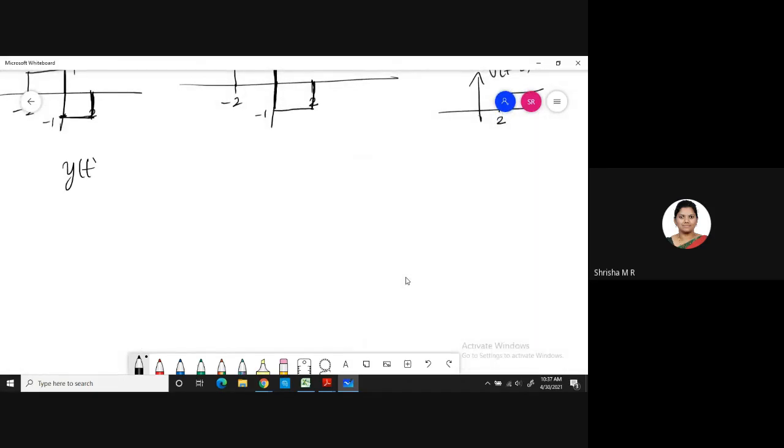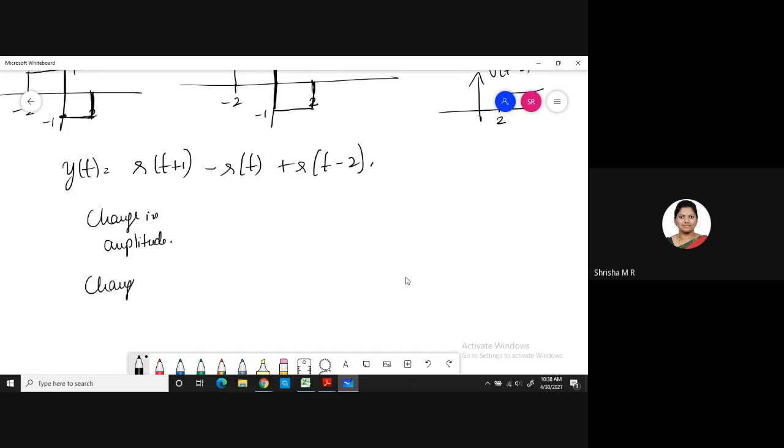So y of t is equal to, I'll take a simple example which I took yesterday only: R of t plus 1 minus R of t plus R of t minus 2. Here also you write the change in amplitude and the change in time. What is the change in amplitude? What is the amplitude in the first function? It is 1. In the second function, it is -1. And in the third function, it is 1.